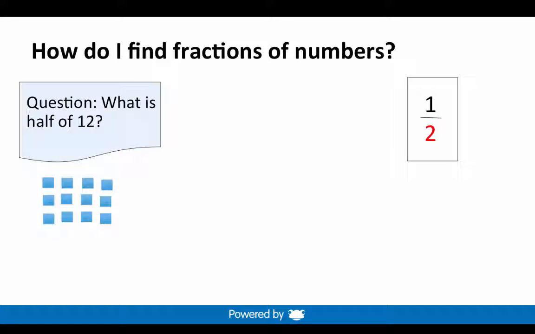How do we find fractions of numbers? Let's look at an example. What is half of 12? To find a half, we need to divide by 2. 2 is the denominator on the bottom of the fraction. So we need to work out 12 divided by 2.